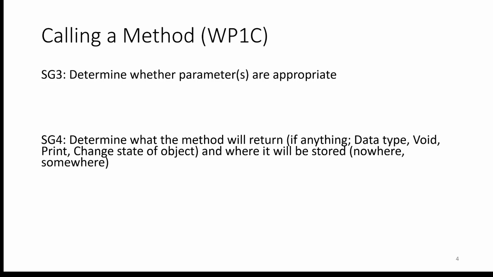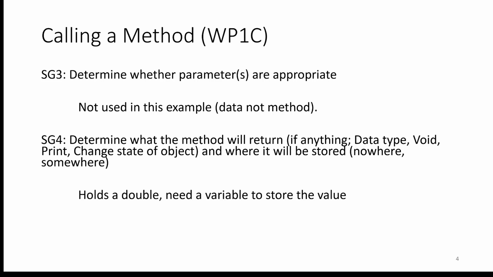There are no parameters necessary because we're calling data, not a method. The value is actually returned, and it returns a double, so we need a variable to store that value. Let's declare a double. We'll call it pi and assign it to the value math.pi.